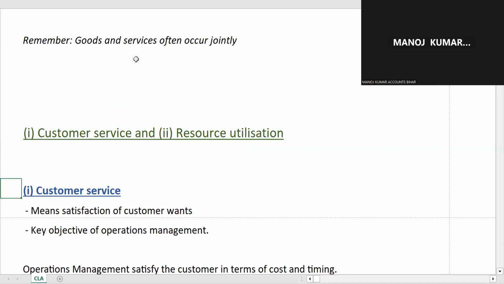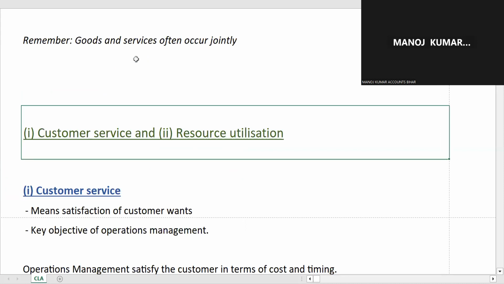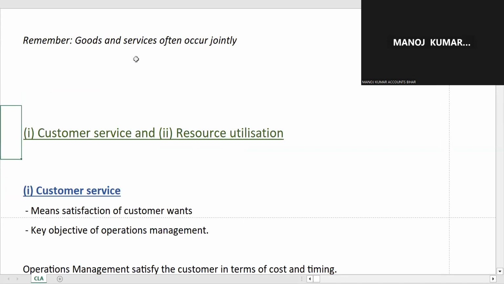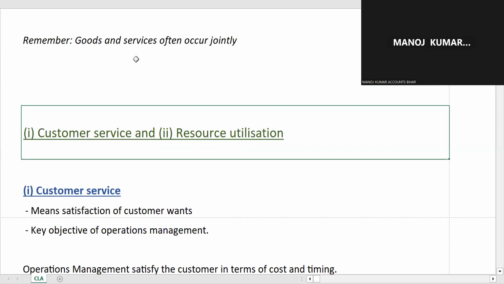So that is customer service plus resource utilization. Resource utilization is what I said: you will utilize all resources and there will be a cost to it. That is your resource utilization target. Customer service is, of course, whatever service you are giving him. You always have to balance these two.